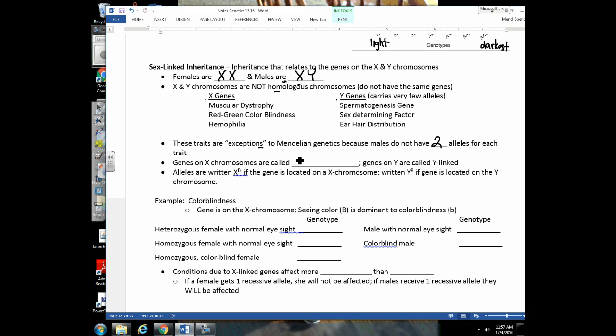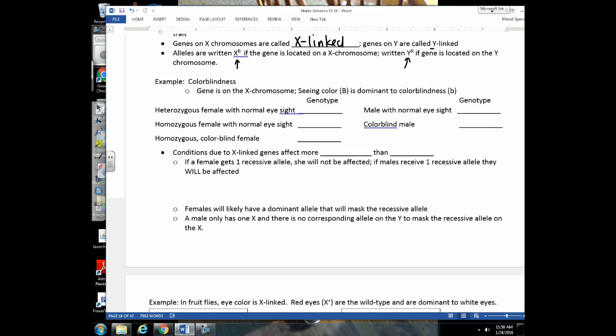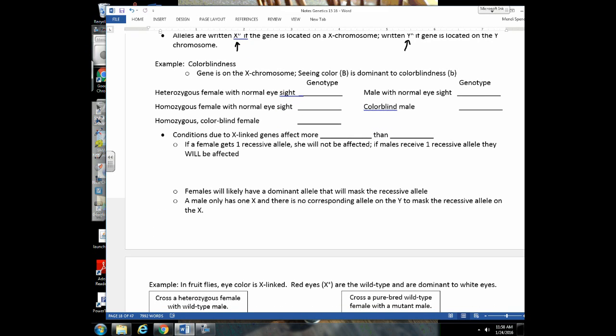If genes are found on the X chromosome, sometimes we say they're X-linked. If genes are found on the Y, then we'll say they're Y-linked. If a gene is found on the X chromosome, then we're going to write the X, and we're going to put a letter on it to represent which allele is found on that X chromosome. If the gene is found on the Y, then we'll use a Y and we'll put a letter associated with the Y as well. A classic example of a trait that is sex-linked is color blindness. So the gene for color blindness is found on the X chromosome, and being able to see color normally is dominant. Color blindness is recessive.